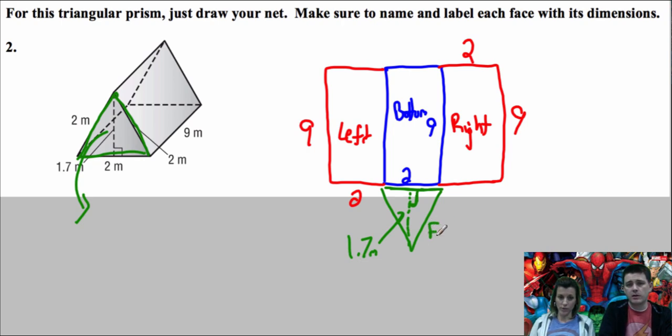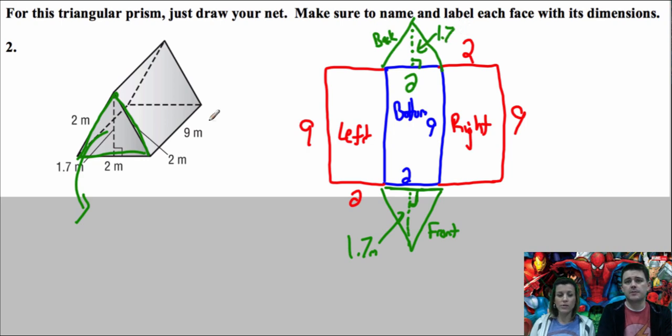And that is your front, and he's going to draw another one in the back. So I'm going to draw the matching one back here. This is the back edge, 2. But you need that right angle in there. So that's 2, and then our height is 1.7.